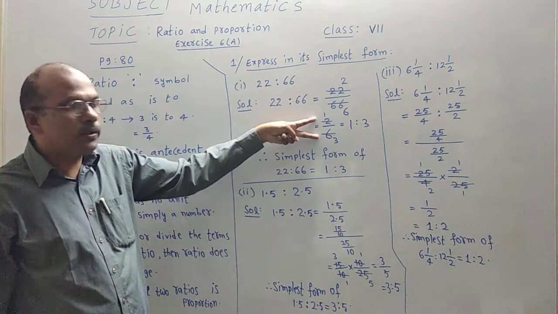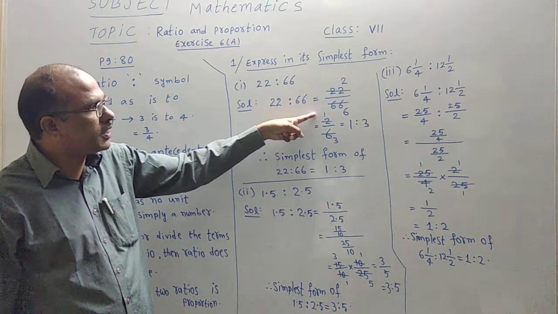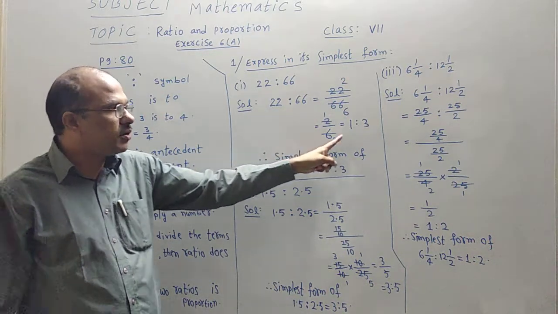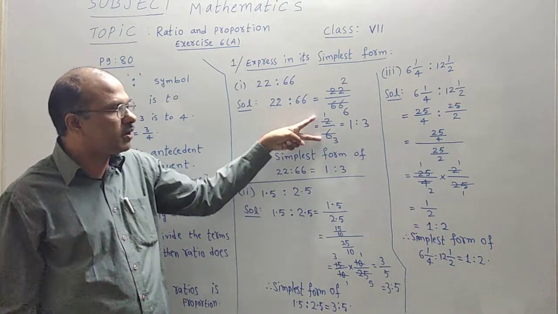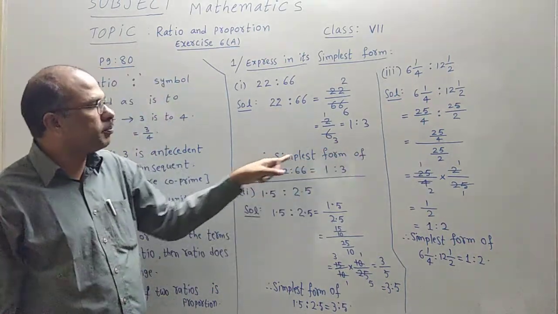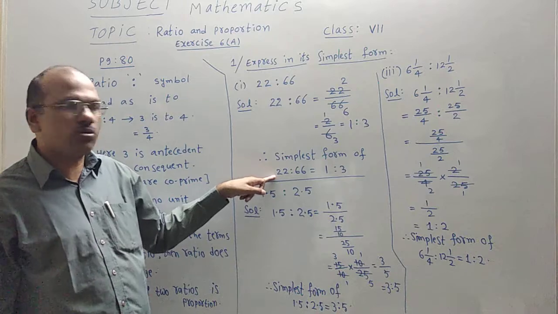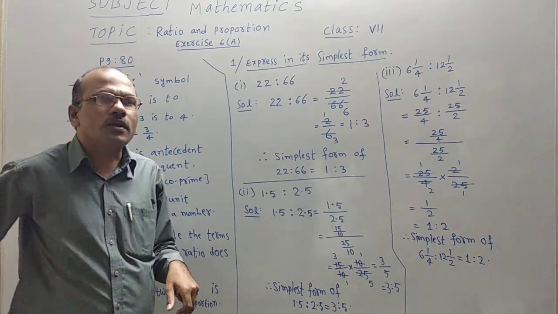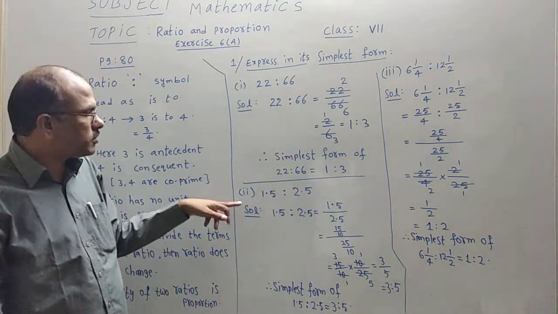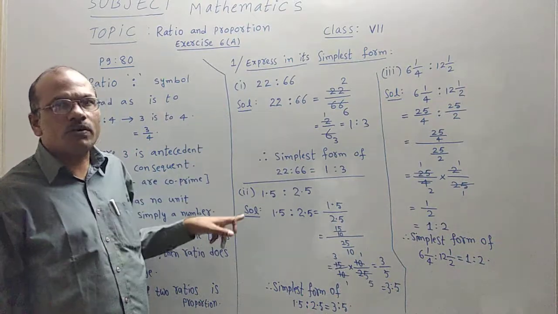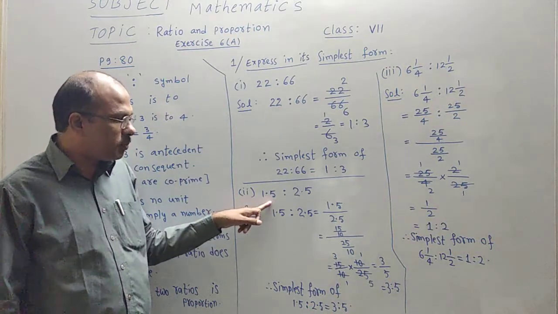2/6. Then 2/6 I have written. 2 1s are 2 and 2 3s are 6. 1:3. That is 1/3 called as 1:3. The simplest form of the given ratio is equal to 1:3. Is it clear for you? Next, second one in the same first question only, second bit.